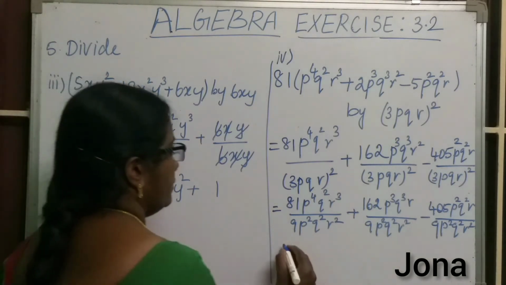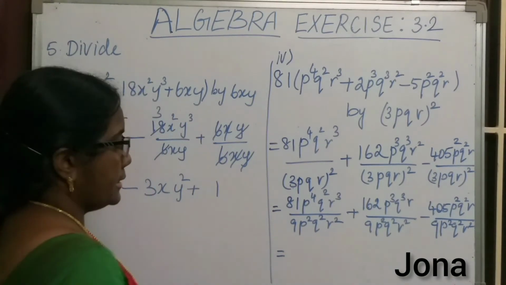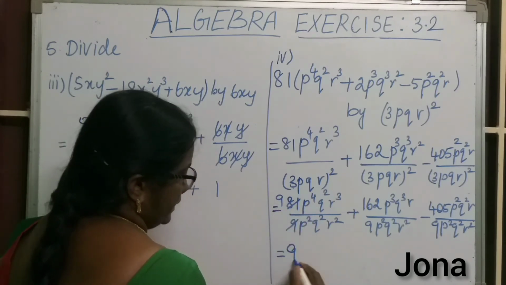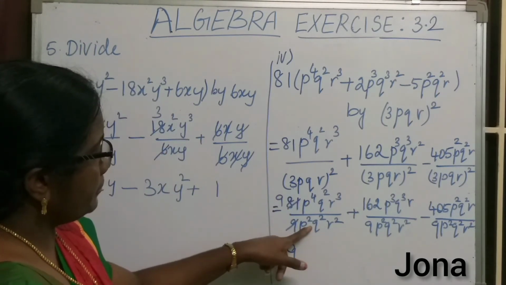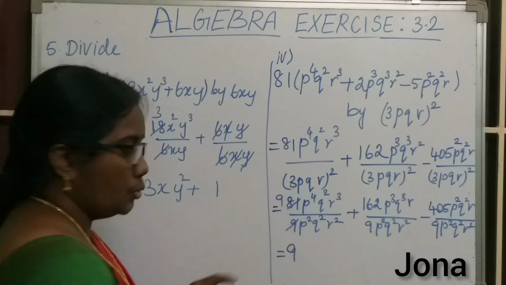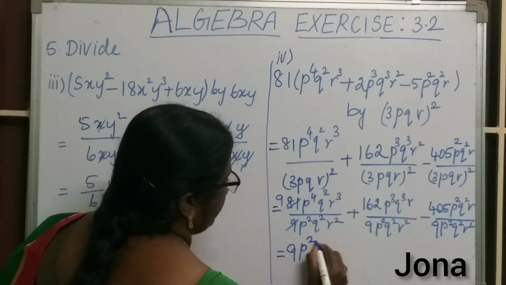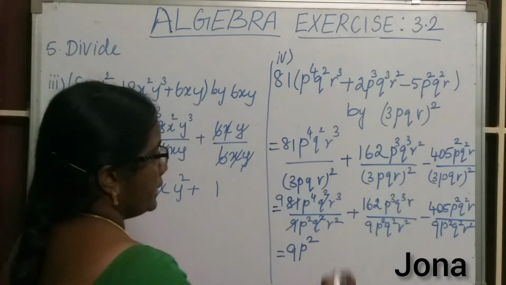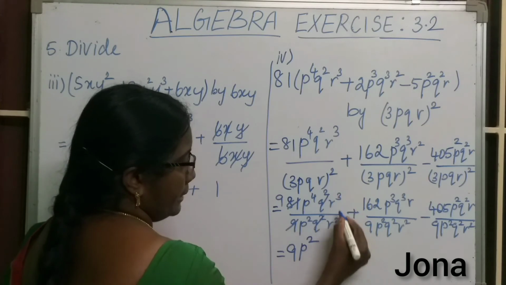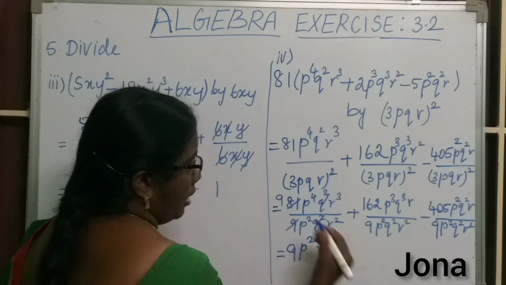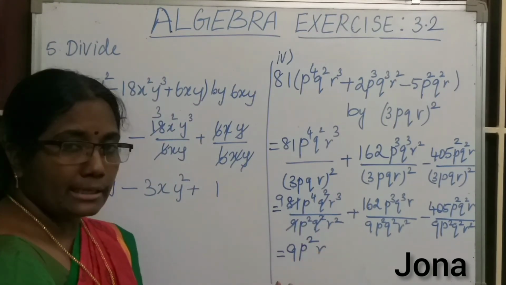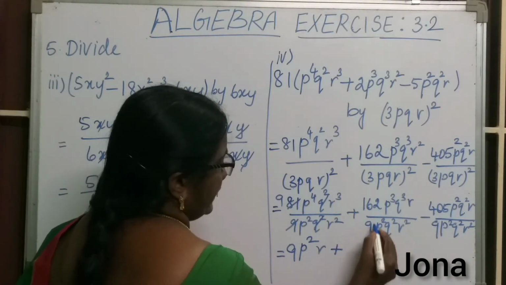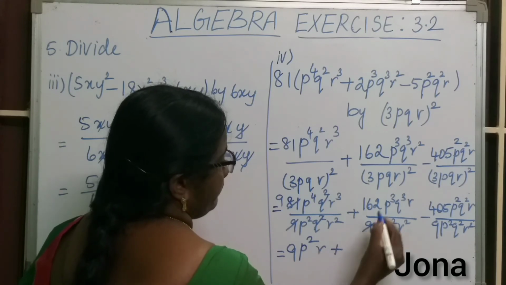Okay. And then we can reduce this thing. Here this is 9 times. So put 9 here. Here p power 4, p power 2. 4 minus 2. This is p power 2. And q square will get cancelled there. And then r cube, here r square. 3 minus 2 is 1. So r power 1. No need to put 1 here. Keep as it is. And then plus here can cancel by this 9 here.